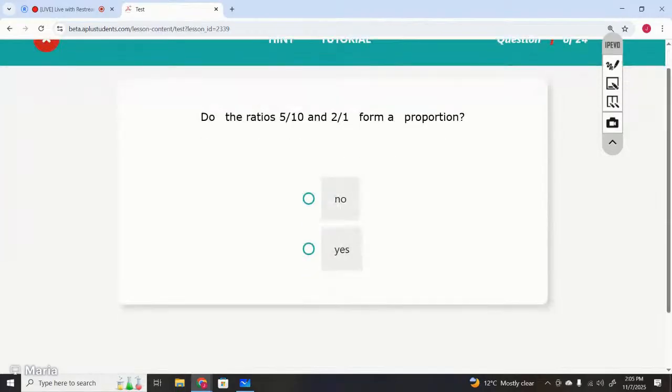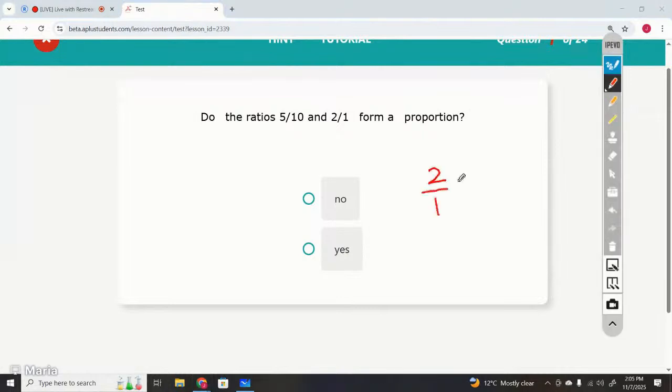Do the ratios 5 by 10 and 2 by 1 form a proportion? So 2 by 1 and 5 by 10. We have to make the denominator the same, right? The denominator is 10. So we need to multiply this fraction by 10.